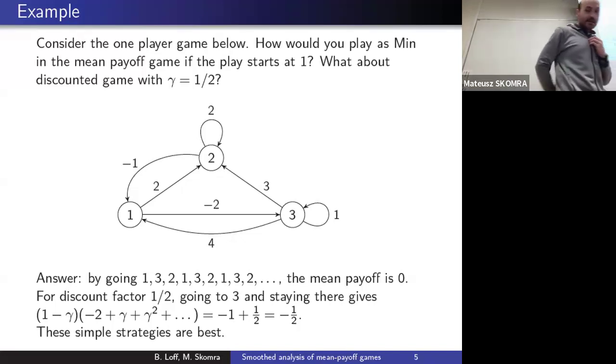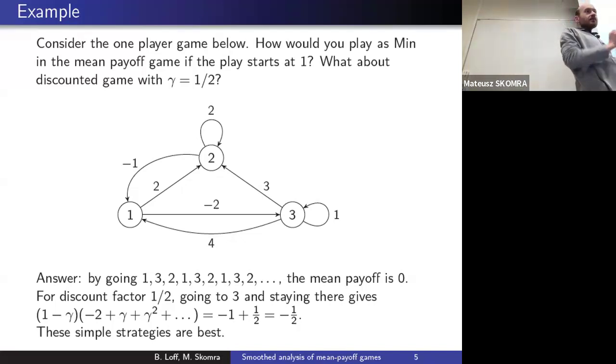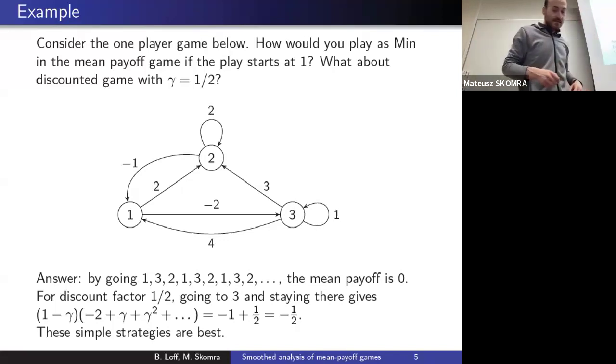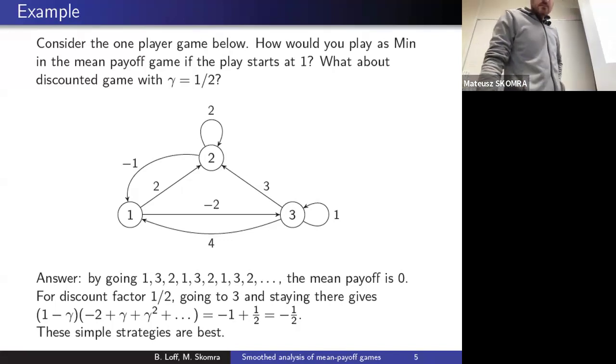Okay, so now we see that in both of these cases, we actually used a very, very simple strategy. So in general, I allow you, in the one player case, to do any path of this graph that you want, very complicated path. But it seems that doing simple things is enough. So in the mean payoff case, we just say, okay, let us just go in this cycle, 1 to 2, 1 to 2, 1 to 2. And in the discounted case, we say, okay, let us go to 3 and then stay there forever. Okay, so these are simple optimal strategies. So now the question is, how can we play this optimally?